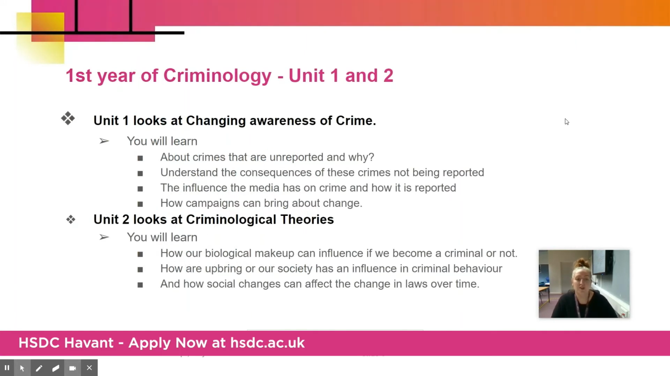So Unit 1 looks at changing awareness of crime. You will learn about crimes that are going underreported, things like honour crime, looking at domestic violence, hate crime, and we look at why these crimes go underreported. We understand the consequences of these crimes not being reported. What are the implications of these? How does this affect our society and how we are as people within our society?